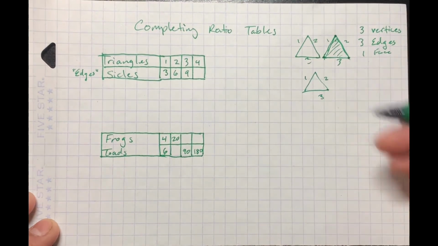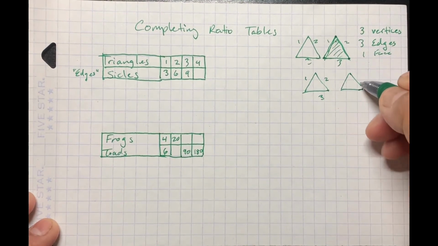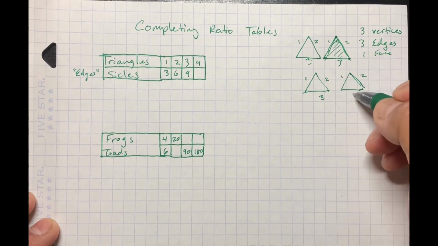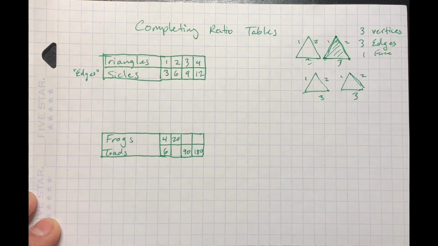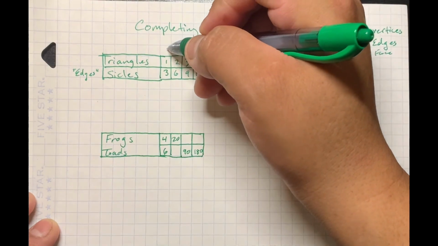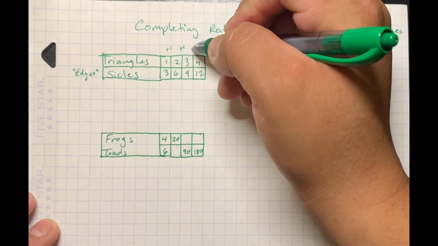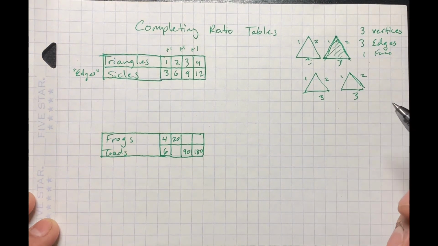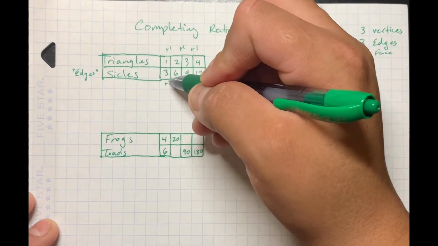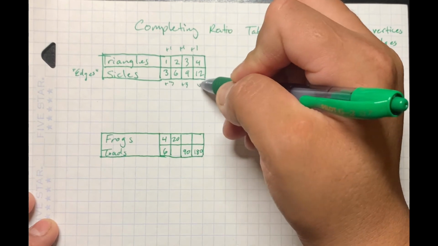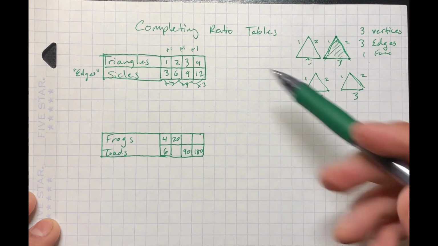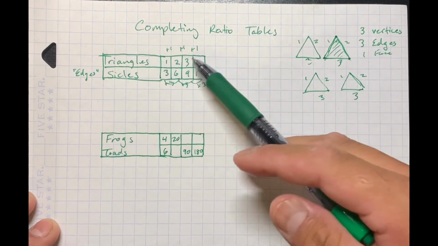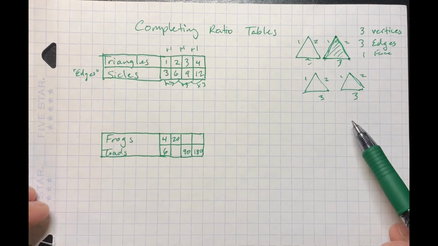Now if we had 4 triangles, how many total edges or how many total sides do we have? We have 3 more sides, so 3, 6, 9, 12. Okay, so all we did here was basically add 1 more. So we're adding plus 1, plus 1, plus 1. Here we're adding plus 3, plus 3, plus 3, because triangles do have 3 sides, and we're adding 1 more triangle for the top value.